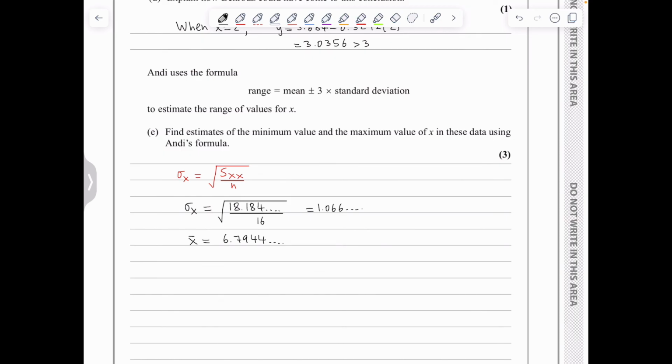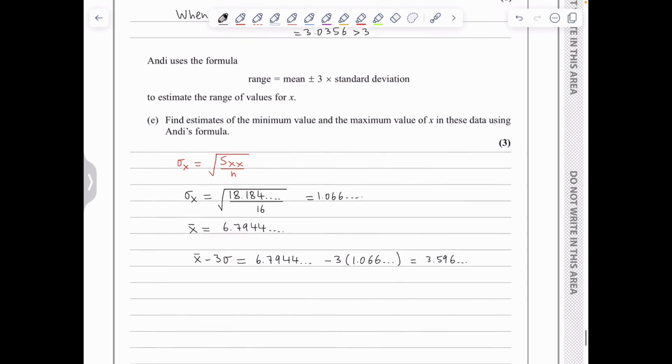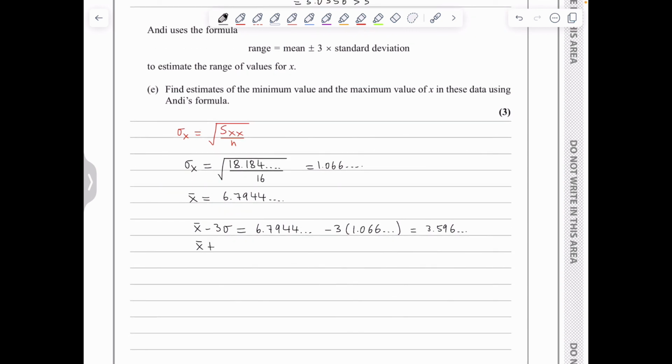We have found that x bar is 6.7944... So the lower limit will be x bar minus 3 sigma, which is 6.7944 minus 3 times 1.066... which gives an answer of 3.596. Whereas for the upper limit, it's going to be x bar plus 3 sigma, so 6.7944 plus 3 times the 1.066..., and this gives an answer of 9.992... And therefore we conclude that the minimum is 3.60 and the maximum is 9.99.